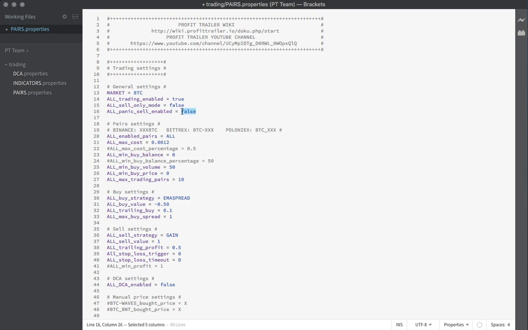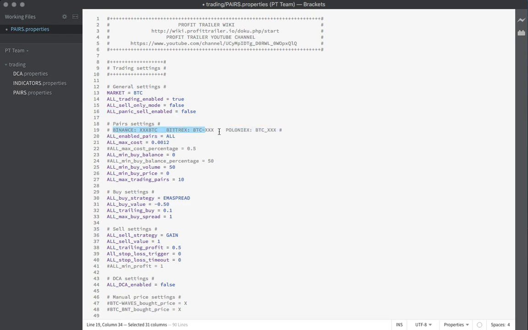All panic sell enabled. This is an emergency button if you want to panic sell everything. If you set this to true, it's going to sell everything that you're holding in your pairs log and in your DCA log. It is going to immediately try and sell everything at whatever price it can get, which means it's probably not going to be the best one. So use this sparingly, and if you need to use it, I prefer to use it only on specific coin pairs, in which I would change the all to the coin pair that I wanted to sell.